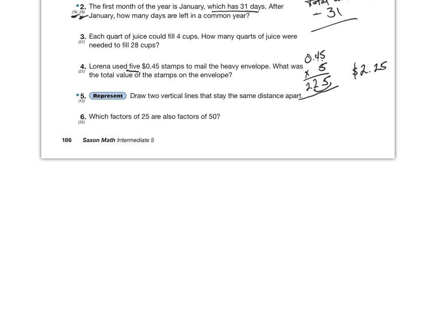Number 6, which factors of 25 are also factors of 50? A factor is, well, if I take the number 25, the factors are 5 and 5, and I can't break it down anymore. So what factors are also factors of 50? This factor, there's only 2 of them, is also a factor of 50, correct?